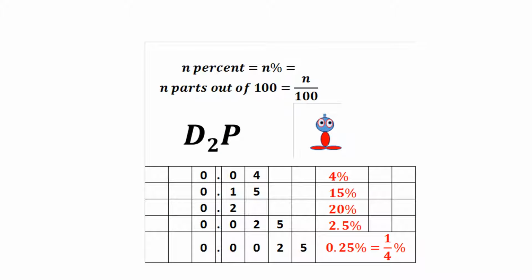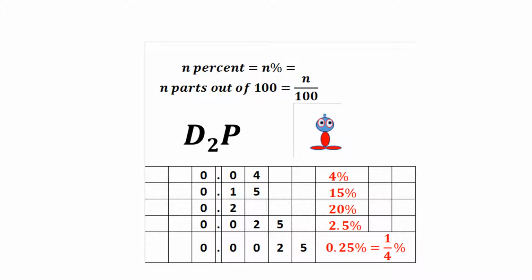Percents. Here we go. A percent is written as n and the percent sign. What does it mean? It means n parts out of 100, and that's equal to n over 100, the fraction. And we have this thing on the left, D to P, that's how you change decimals to percents and percents to decimals. If you start with a decimal, you go to the right to get to P. You will move the decimal 2 places to get a percent.